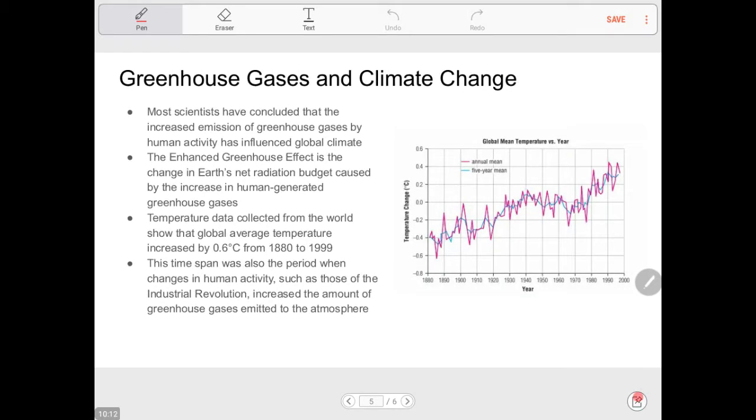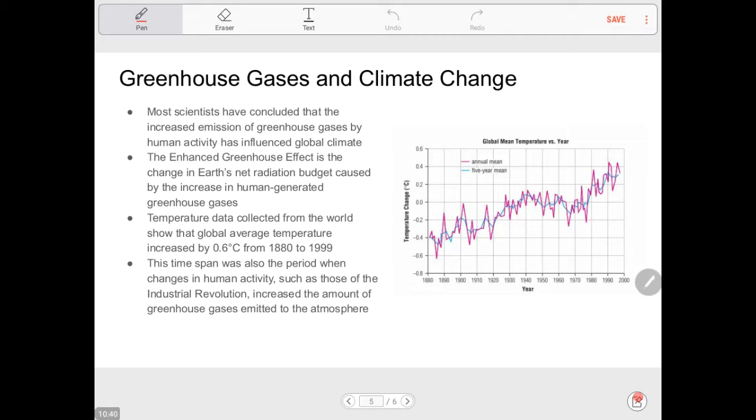Now, greenhouse gases and climate change. Most scientists have concluded that the increased emission of greenhouse gases by human activity has influenced global climate. The enhanced greenhouse effect is the change in Earth's net radiation budget caused by the increase in human-generated greenhouse gases.